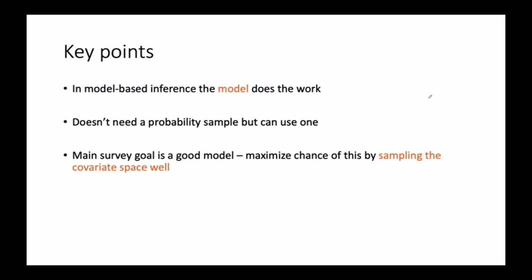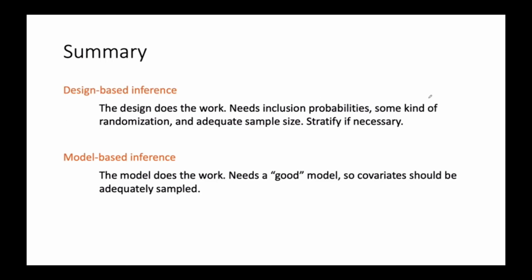With model-based inference, the main goal is to estimate the relationship between the covariate and the outcome of interest well, and your best chance of doing this is by sampling the covariate space well. That means including both high and low values of the covariate. We've now looked at 3 videos introducing the basic differences between design-based and model-based inference.